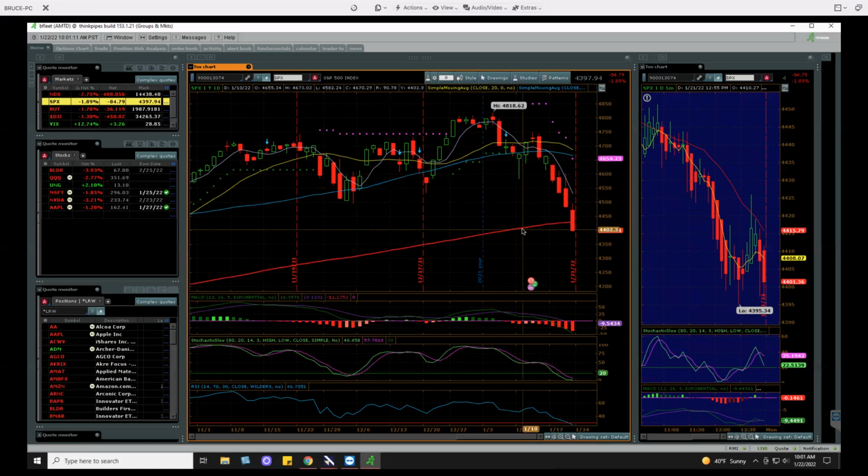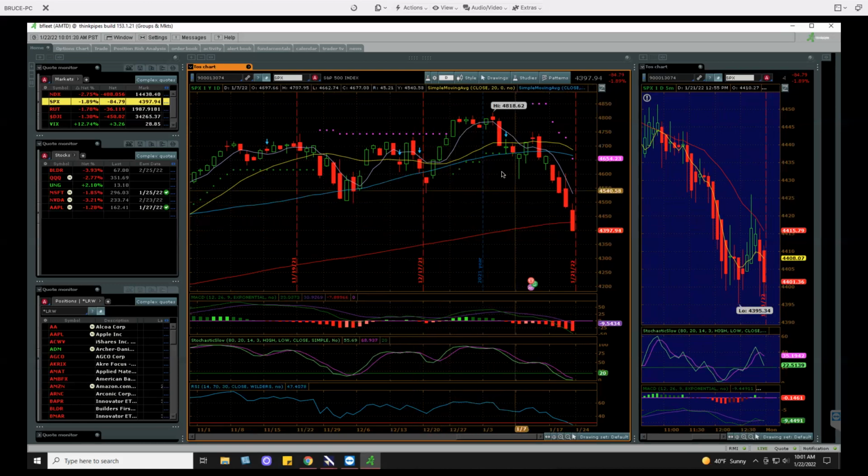The next level of support is the 200-day moving average. And what I would expect to see here is a bounce off of the 200-day moving average. That doesn't mean that's going to happen. It just means that's what I expect to happen. And let me show you why. A few different data points that I'd like to show you.